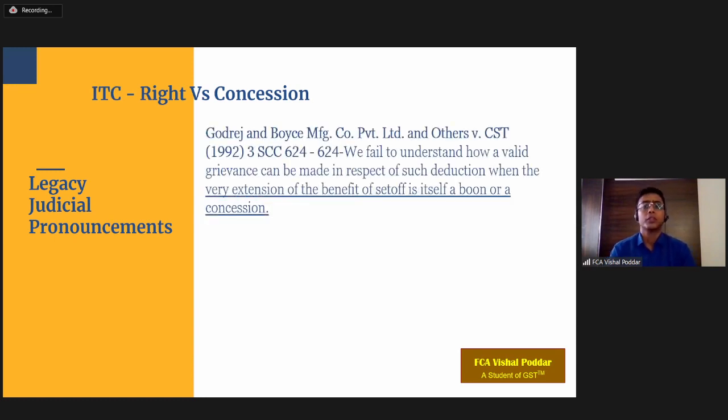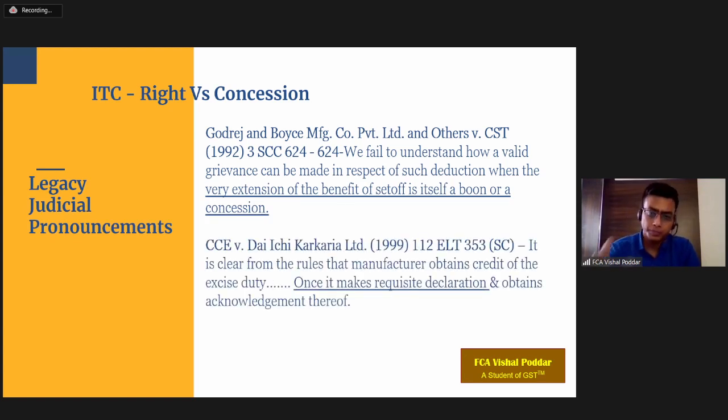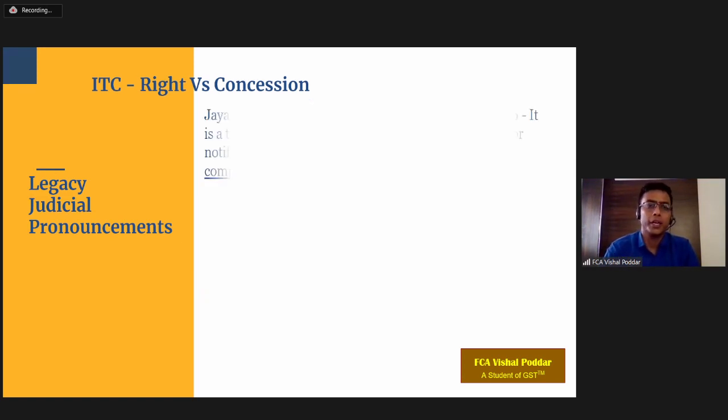Further, the next landmark decision is that of Godrej and Boyce. Again, in this also, it has underlined that very basic point, which we also found in the Eicher Motors case. That is, it is nothing but an extension of the benefit of set-off, and it itself is a boon or concession. So the Godrej case has spelled out very clearly that it is not a right, it is only a boon or concession. Next is another landmark decision, Dai-ichi Karkaria. We apply this in many cases relating to input tax credit issues. Again, what has been pointed out is that once you make the necessary declarations, that is, what were required in the earlier excise regime, once you file all those returns and make the necessary declarations, then you have a complete command over your ITC.